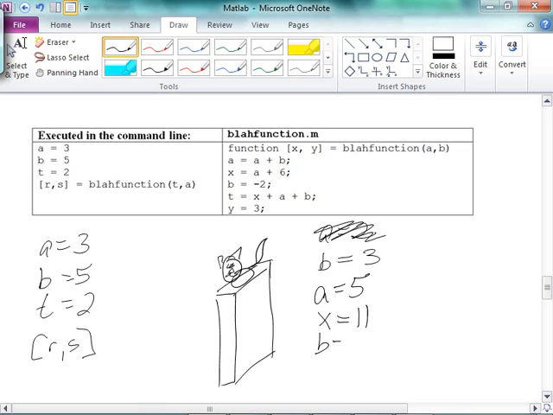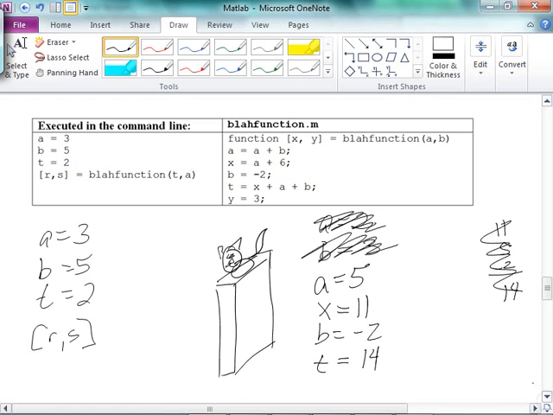Then we have b is equal to negative 2, which is like, well, why did you want b in the first place? I don't know, just bad code. And then t is equal to x plus a plus b, which is 11 plus 5 plus b, which is some kind of number. What's 16 minus 2? 14 maybe? Yes, 14. Okay. So t is equal to 14, and y is equal to 3. Now there's two outputs for this function. The outputs are x and y. So 11 and 3 are the outputs for the function because they're x and y.